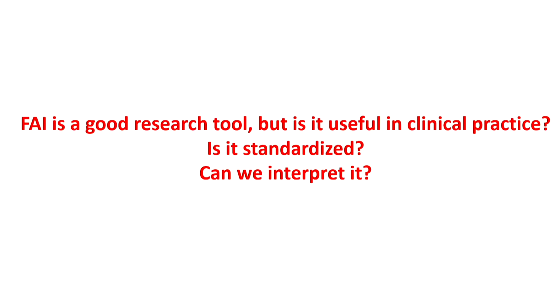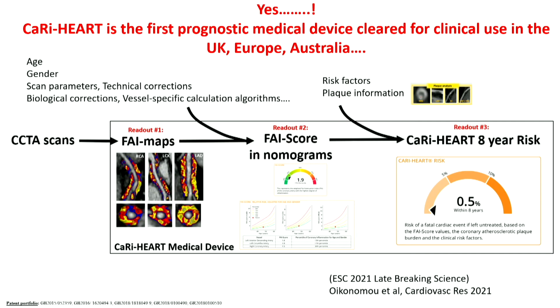Now, fat attenuation index, as I said, is a good research tool, but is it useful in clinical practice? Is it standardized? Is it reproducible? Can we interpret it? So a medical device that's developed based on this work, called Caristo, does exactly this. It takes these fat attenuation index maps, corrects the values for age and gender, takes into account the scan parameters and technical corrections, and applies some biological corrections that are introduced based on the biopsies of a few thousand biopsies of adipose tissue that we used in these algorithms.